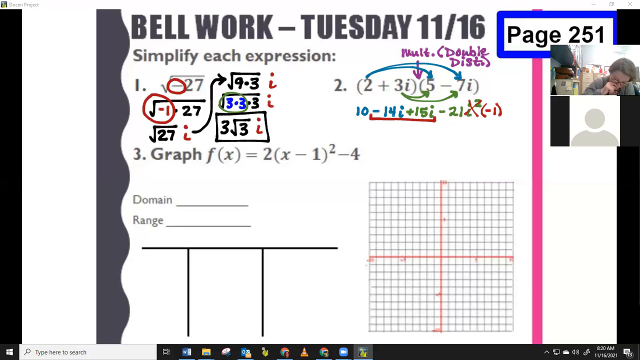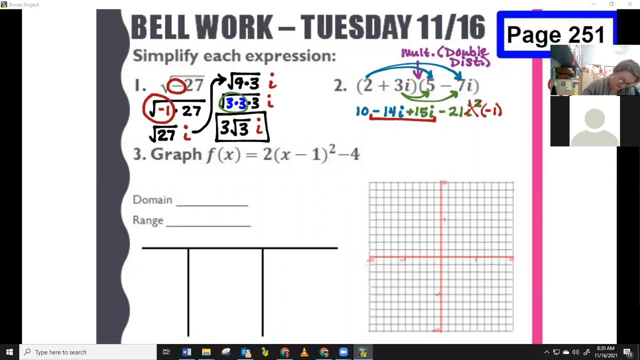I just want to go over real quick why we're replacing it with a -1 there. If I square both sides here, I get i squared equals, squaring a square root makes that cancel out. So i squared is always the same as -1.